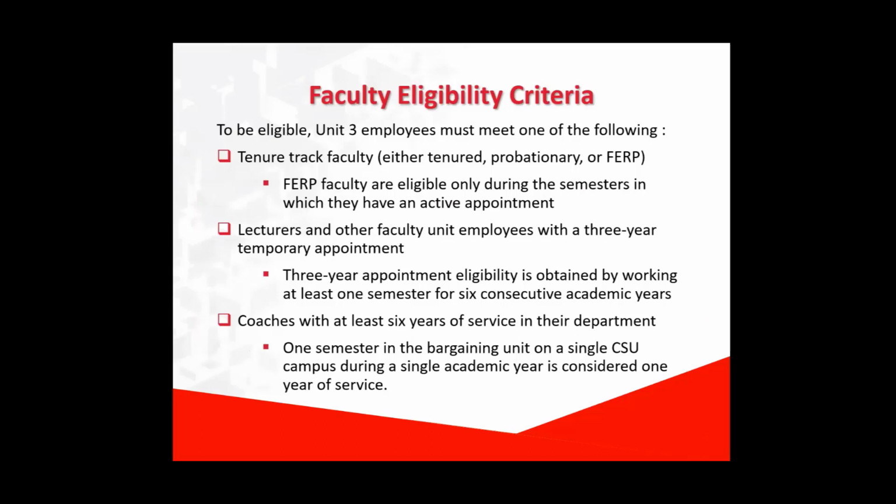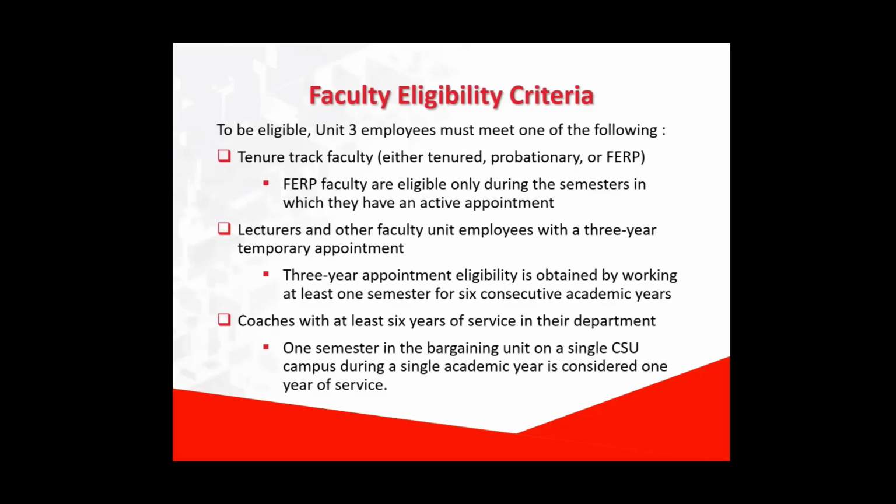To be eligible, Unit 3 employees must meet one of the following criteria. They must be tenure-track faculty, either tenured or probationary, or FERP. FERP faculty are eligible only during the semesters in which they have an active appointment. The second criteria would be lecturers and other faculty unit employees with a 3-year temporary appointment.